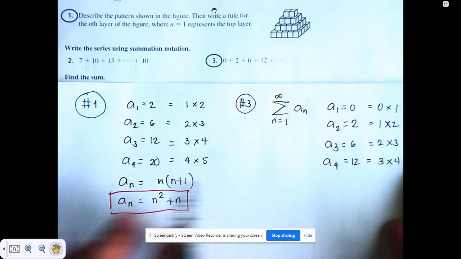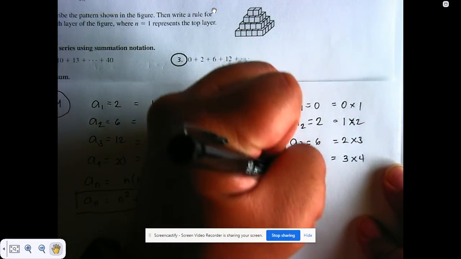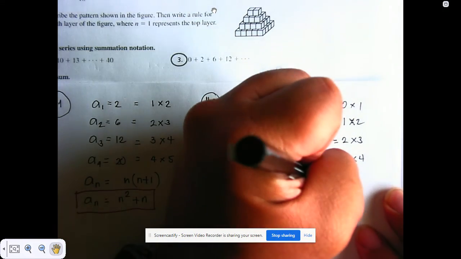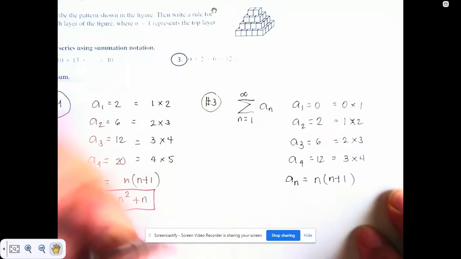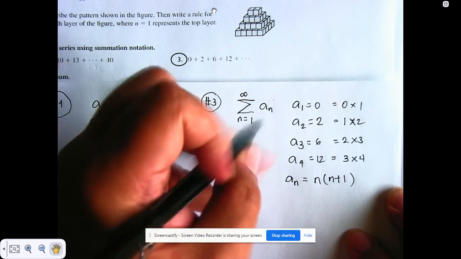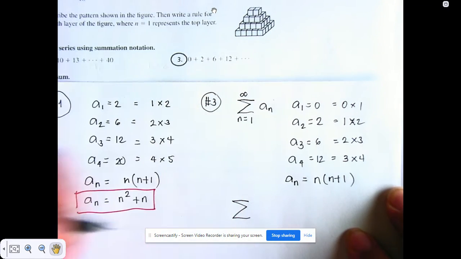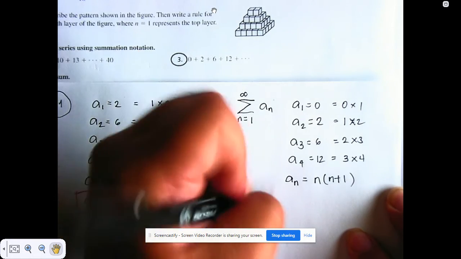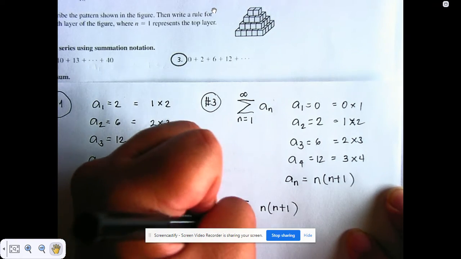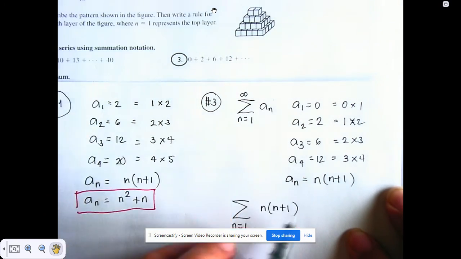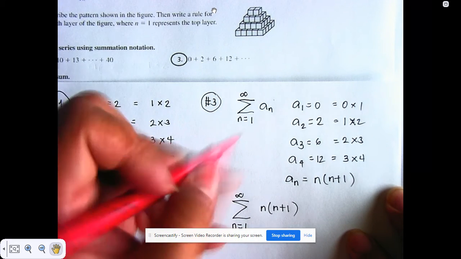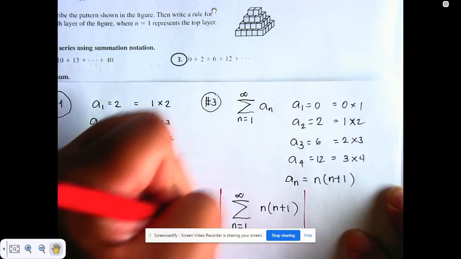Notice again the pattern, which means a sub n will be equal to n times n plus 1. So the summation notation would be the summation of the rule, which is n times n plus 1, starting from n equals 1 and going on to infinity. This is your final answer.